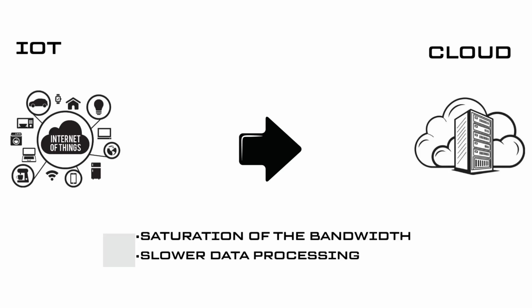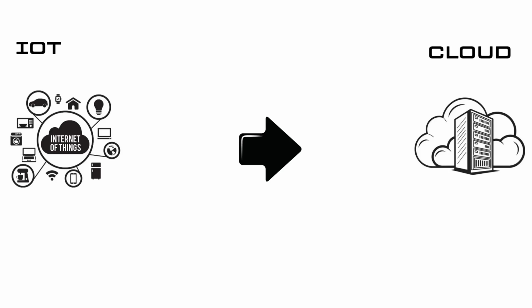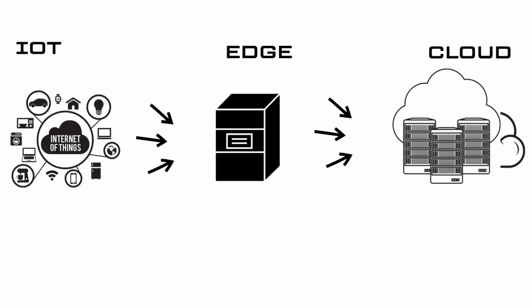The result is slower data processing, which can be a big problem in situations where we need to analyze and process data almost instantly. This is where edge computing offers a solution. Rather than transmitting all data to a remote data center for centralized processing, edge computing processes part of these massive data volumes locally, either directly by the connected devices themselves, or by a local machine like a computer or a server.